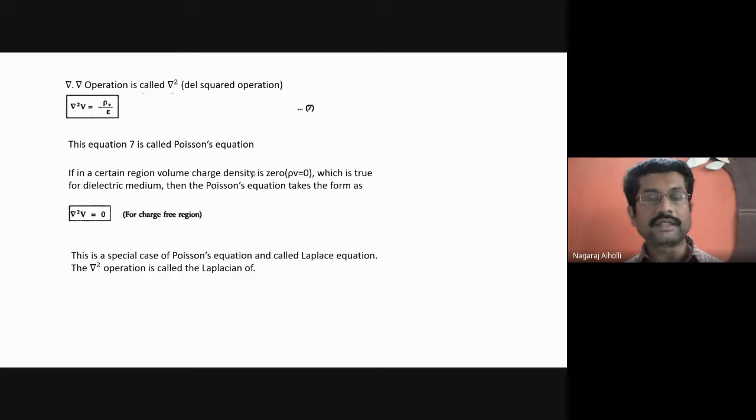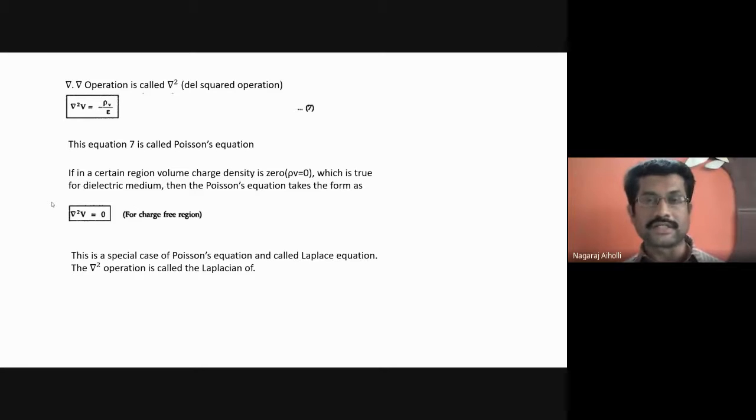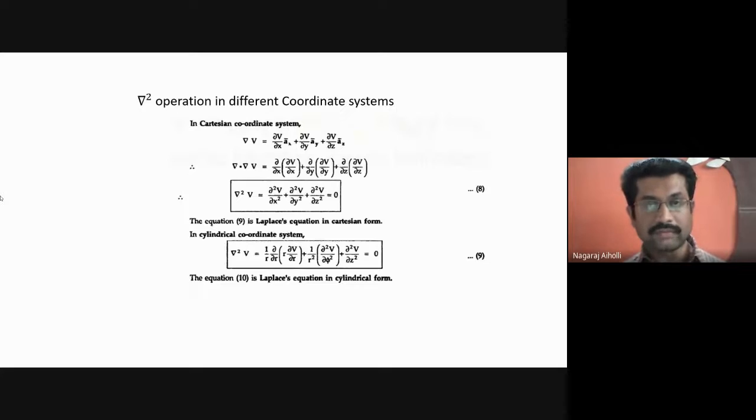In such a region, the volume charge density rho v is 0 for the dielectric medium, because there are no free charges. If rho v is 0, then what is the equation, students? Del square v is equal to 0, because if we substitute rho v is equal to 0, then we get del square v is equal to 0. That means we have to ultimately show that del square v is equal to 0. We have to verify the Laplace equation. If del square v is 0, the region is free of charges. If del square v is not 0, the region has certain charges. These are the two inferences that we can draw here. Let us do that quickly.